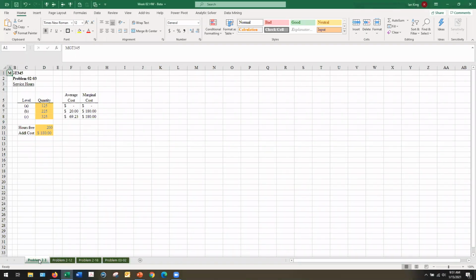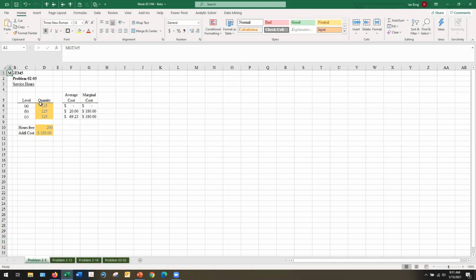Now then, chapter 2, back on page 65, our first one was 2.3. This is another one of those marginal versus average cost ones, and they give you something similar to that problem we had last week with 2.1, where we got 200 hours of free service over the first year. Additional time costs $100 per hour. So at different levels of utilization, A, B, and C, what do your marginal and average costs work out to?